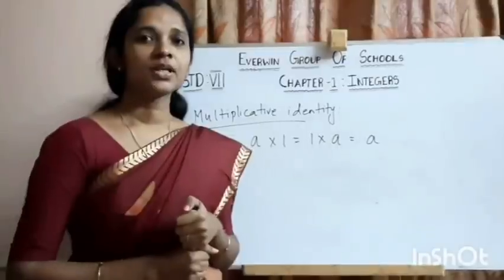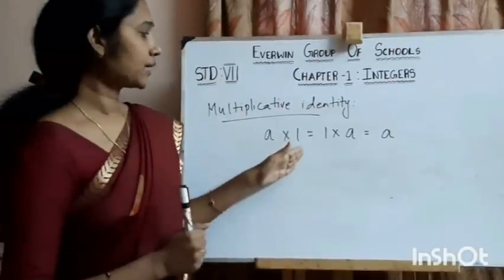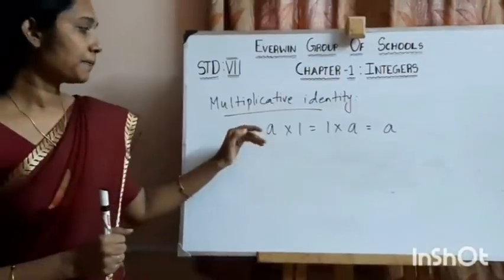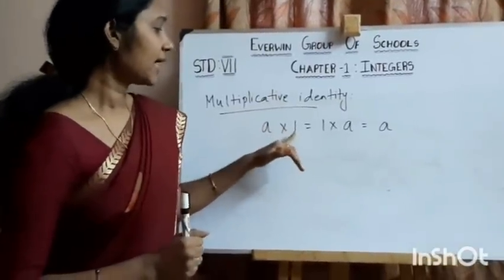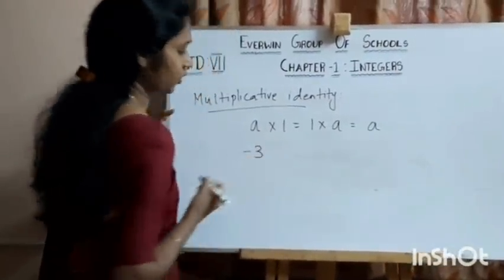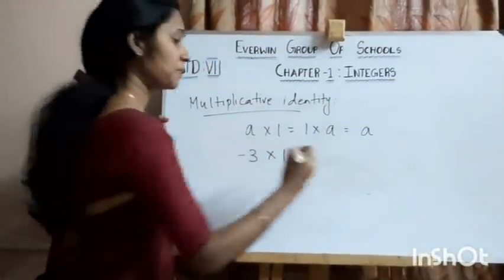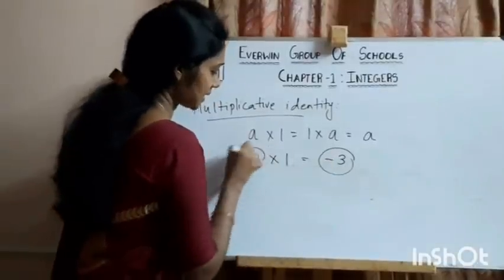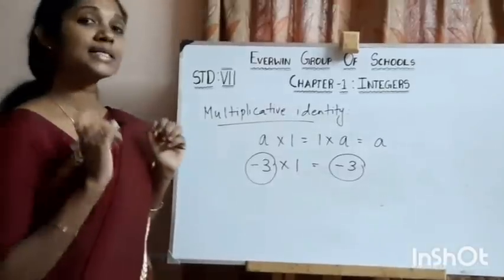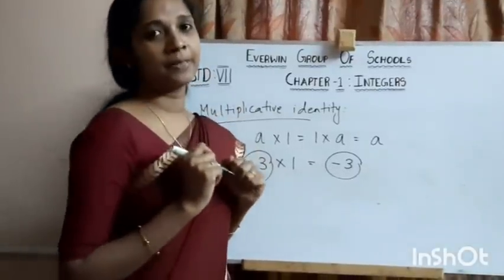Okay. Now we shall see what is multiplicative identity. A into 1 is equal to 1 into A is equal to A. That is, when we are multiplying any number with 1, we will get the same number again. Consider minus 3. Minus 3 is an integer. I am multiplying it with 1. What will be the answer? Minus 3. I am again getting the same number. So, 1 is called the multiplicative identity. What is the additive identity? Additive identity is 0, whereas 1 is the multiplicative identity.